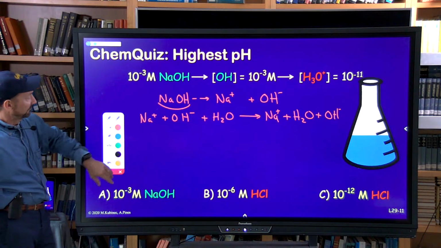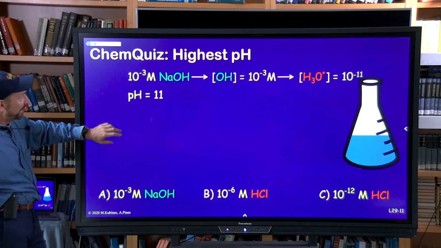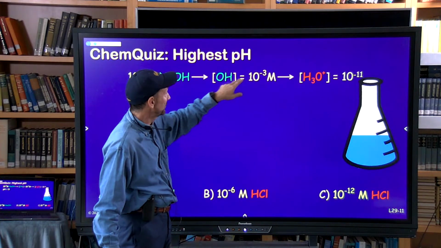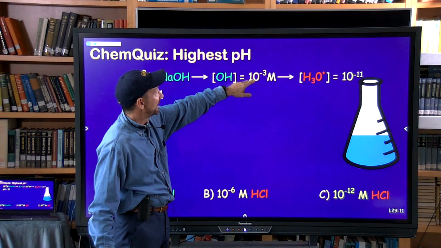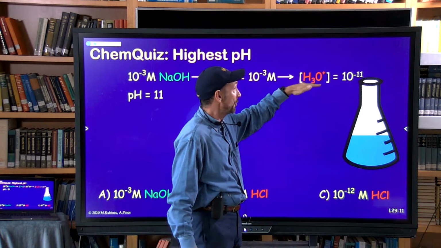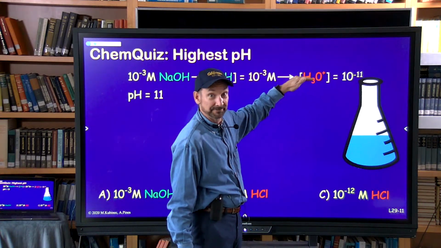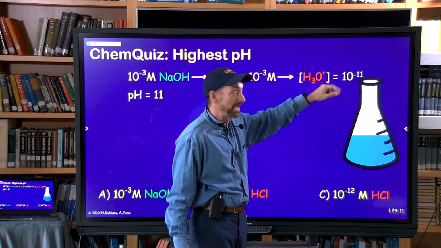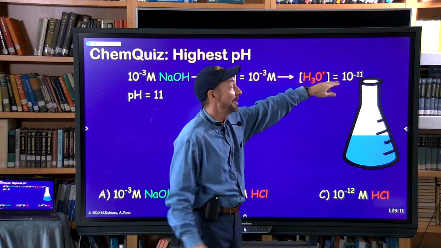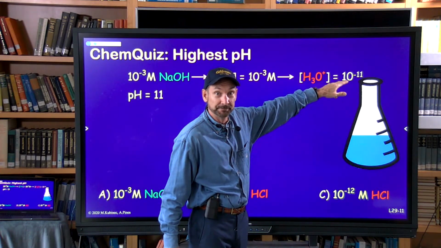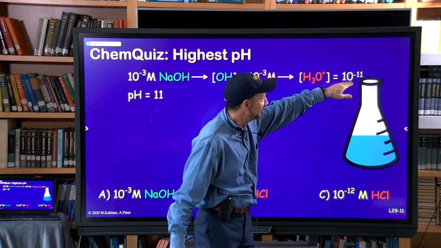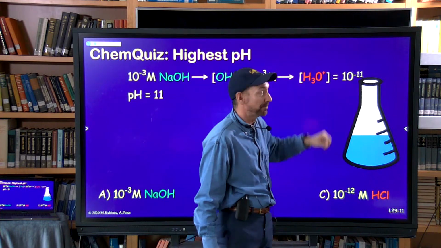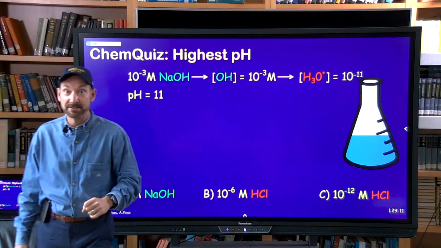Sodium hydroxide is also a strong base. So that means the pH of this is 11, because if the OH minus concentration, with a minus sign missing there, is 10 to the minus 3, then the H₃O concentration, if it's in pure liquid water at 25 degrees C, must be 10 to the minus 11. Why? Because the product of those two things must be 10 to the minus 14. If you multiply two numbers with an exponent, you just add the exponents. So 10 to the minus 3 times 10 to the minus 11 is 10 to the minus 14.